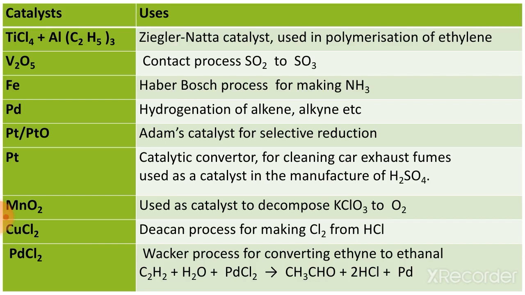Then again MnO2, it is also used as a catalyst for decomposition of potassium chlorate to O2. This I also told you in p block elements. MnO2 lowers the temperature of decomposition. Here it works as a catalyst. Then again copper chloride. This I also told you in p block elements. It works in the Deacon process for making Cl2 from HCl. So here copper chloride, a compound of transition elements, works as a catalyst.